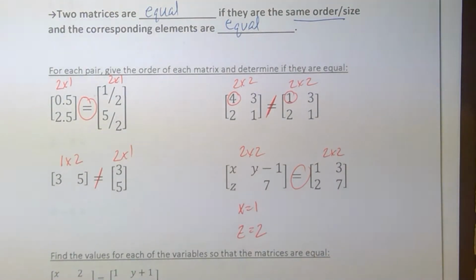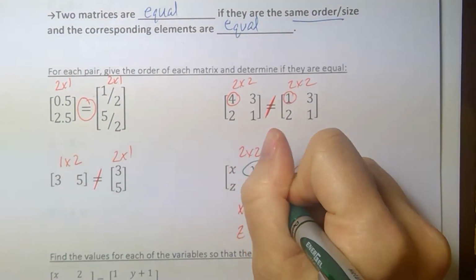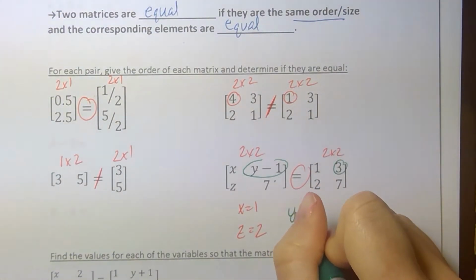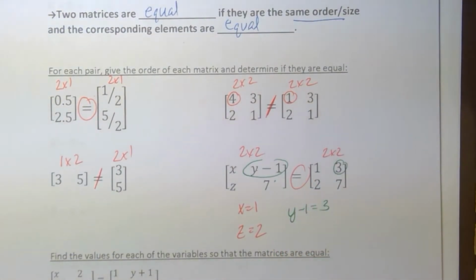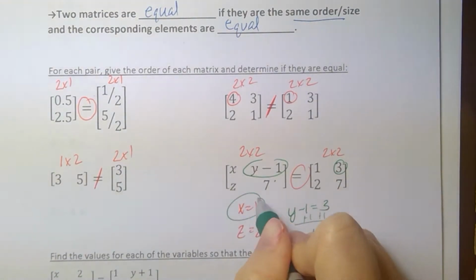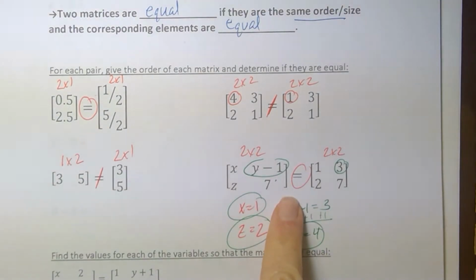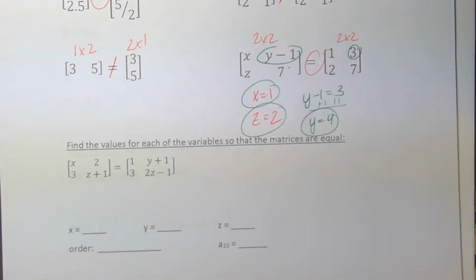Well, that element y is y minus 1 in this position, and that y minus 1 would have to be 3 for this to be an equal matrix, which means if I solve for y, that y needs to be 4. If x is 1, z is 2, and y is 4, then these are equal matrices. So you see I found the values for those variables to make sure that those matrices are equal. Let's do the same here.